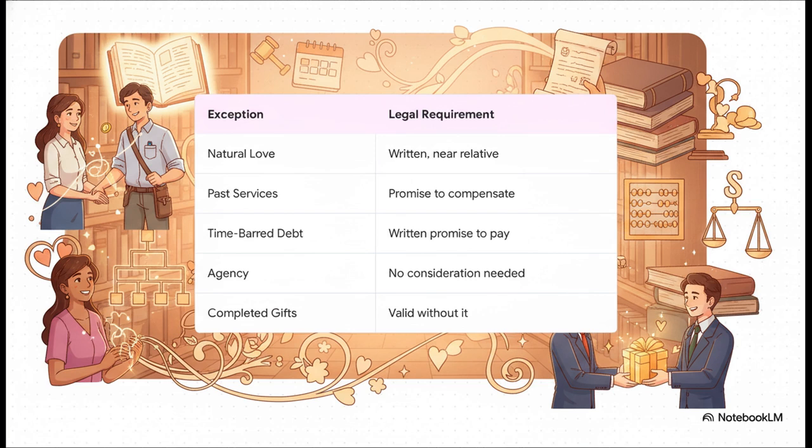Second, think about a promise to compensate someone for past voluntary services. Third, you've got a written and signed promise to pay a time-barred debt. Fourth on the list, setting up an agency actually requires zero consideration under Section 185. And finally, completed gifts, those remain perfectly valid. Really, these exceptions just exist to protect honest, non-commercial arrangements and clear moral obligations.